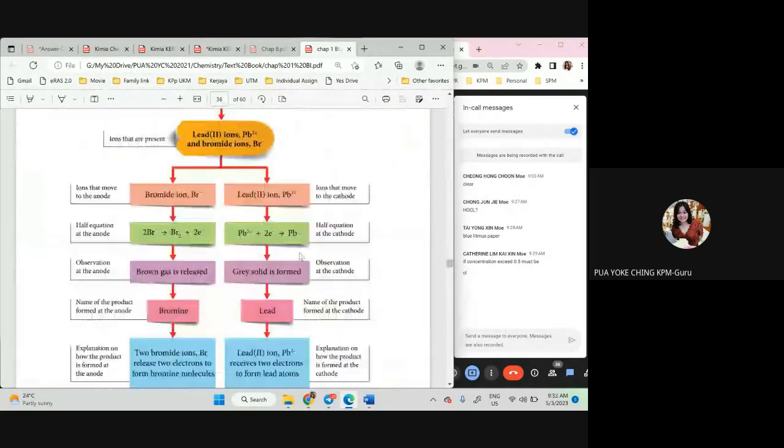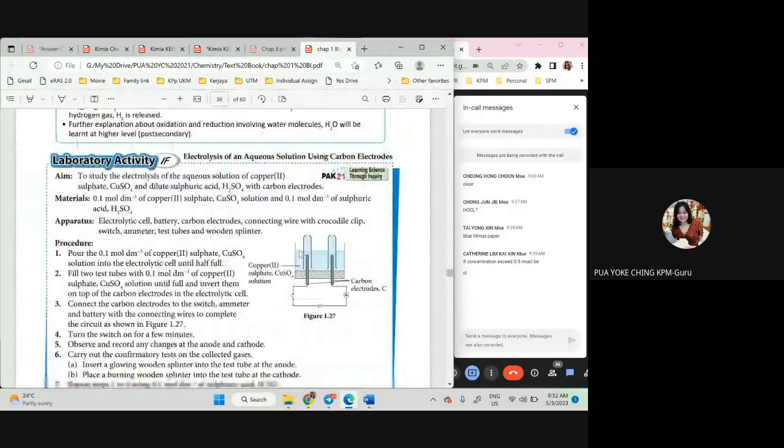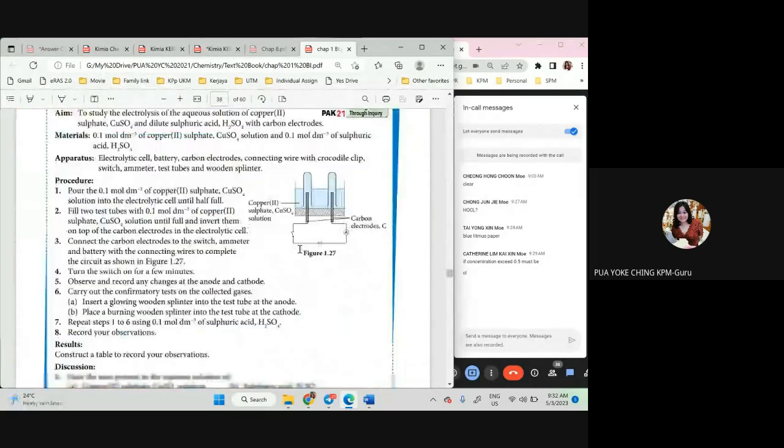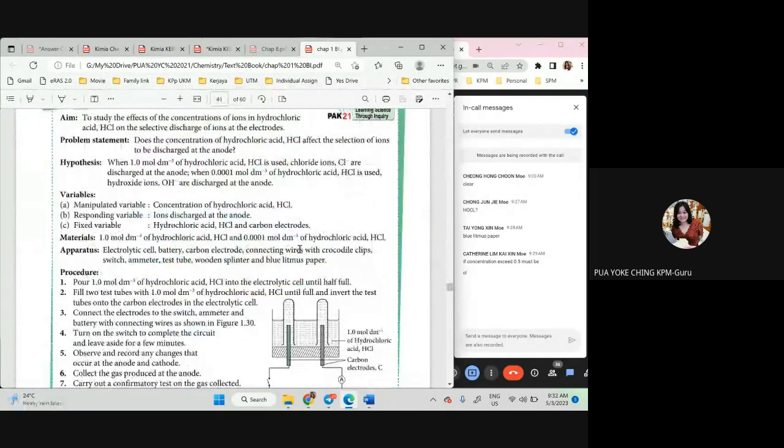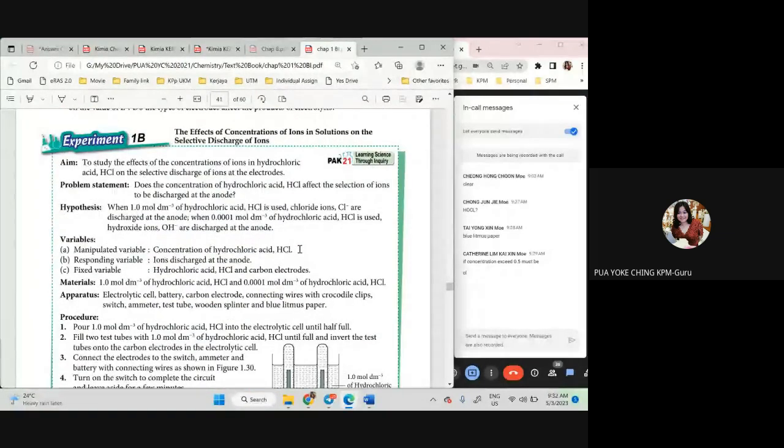Okay, this is molten. You check the textbook, it should be in your chair. Okay, this one. Concentrations of ions. The concentration that we use is 1. Okay, ini memang dah lebih daripada 0.5. So tak ada masalah. You see the compare one?